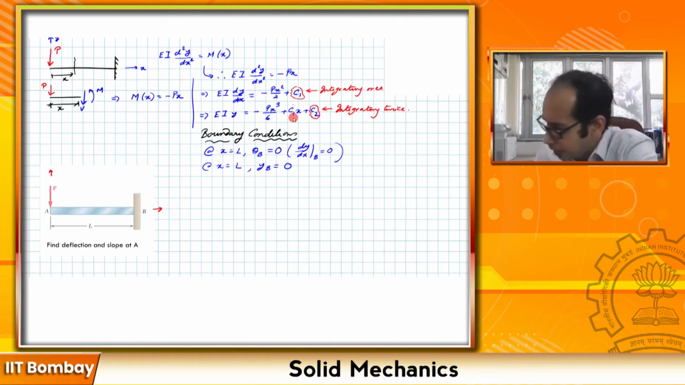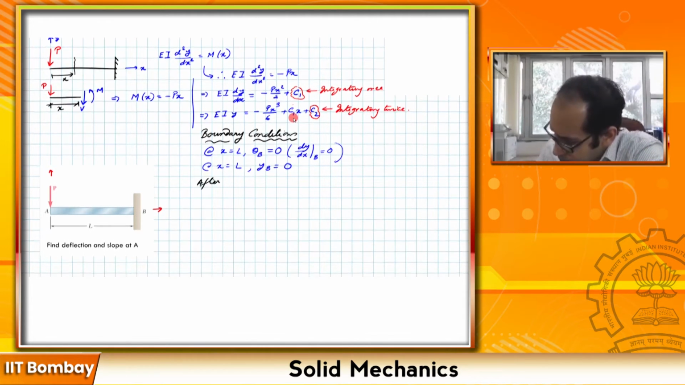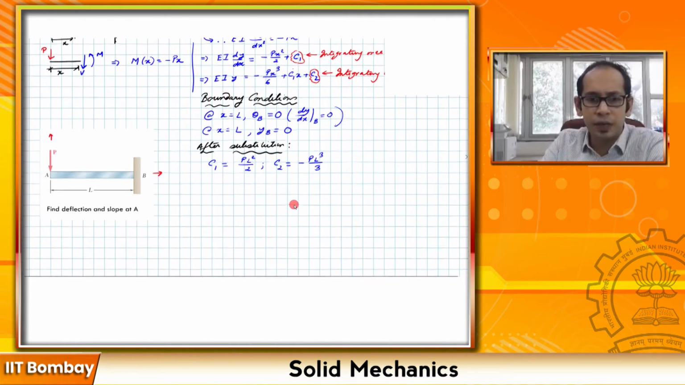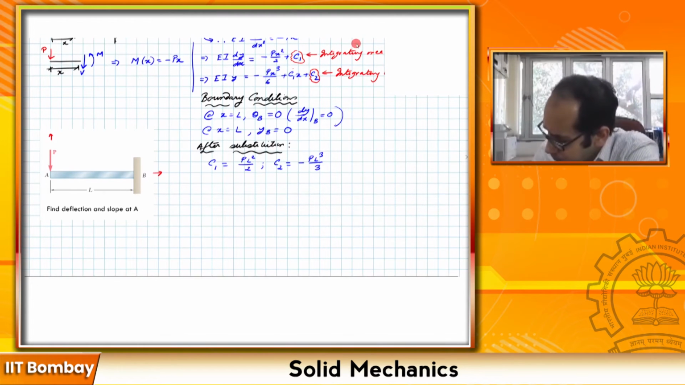So what you will get after substituting in the equations are the constants c1 and c2. Once you have the constants, you can plug them back in over here to write the expression for the slope and the expression for the deflection. Let's go ahead and do that.